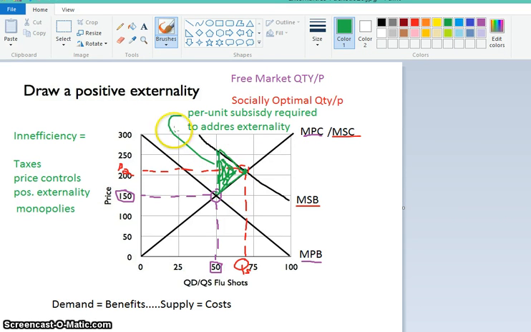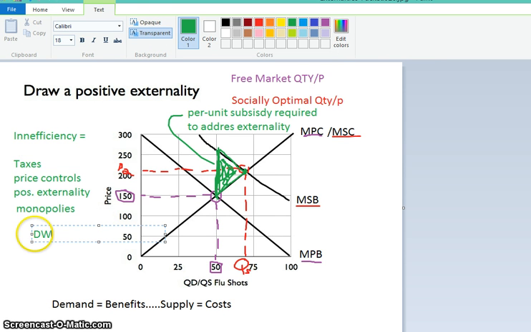And look at that. My arrow is actually like a real arrow here. But notice that the per unit subsidy is really right here. It's this distance. Okay. And let me just finally add over here. Dead weight loss is what goes with inefficiency.